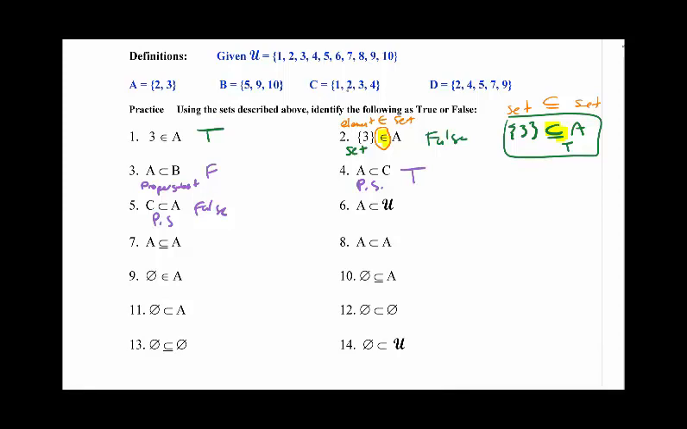Number 6, A is a proper subset of the universal set. Universal, remember, is the counting numbers 1 through 10. A is 2 and 3. They're both sets I'm talking about, and A is smaller and included in U. So my answer here is true.